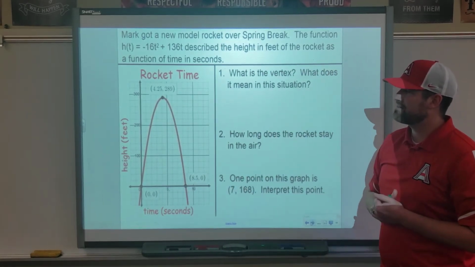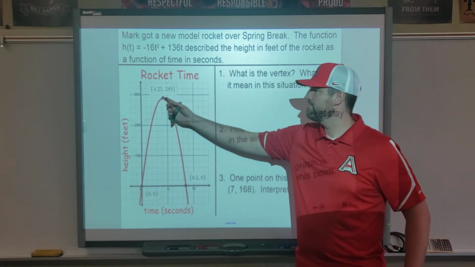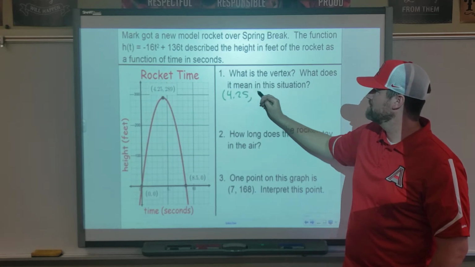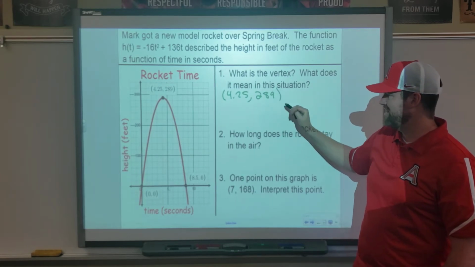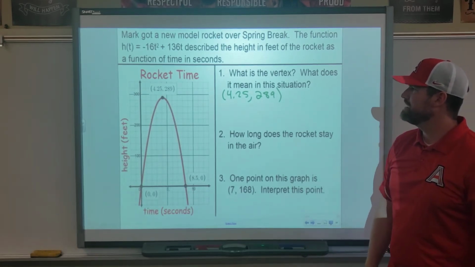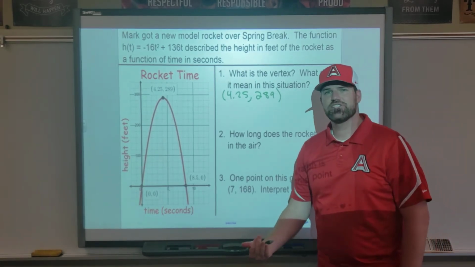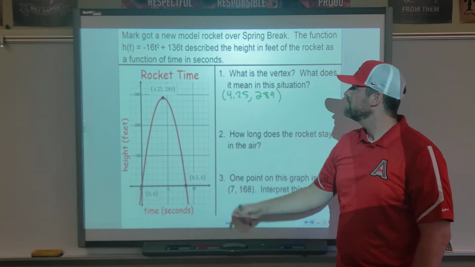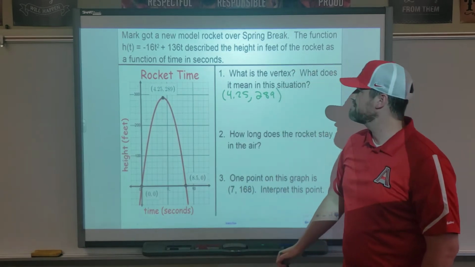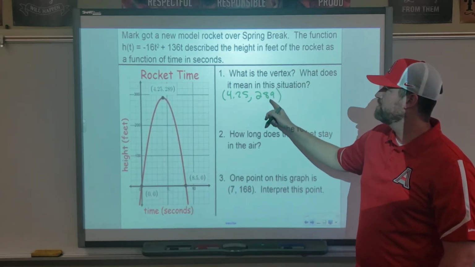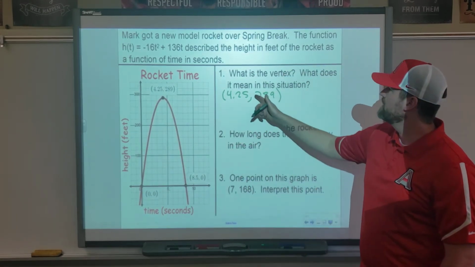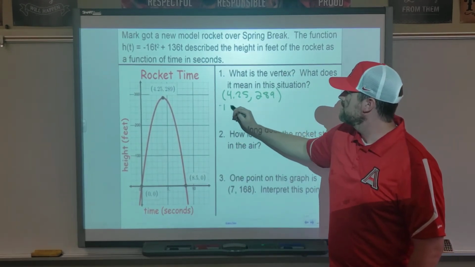What is the vertex? Well, we just look on our graph, and the vertex is at 4.25, 289. So that's easy to find. But more importantly, what does it mean in this problem situation? And again, it just comes back to reading the graph. Our x-coordinate goes with our x-axis of time in seconds, and our y-coordinate, 289, goes with the y-axis, which is height in feet.